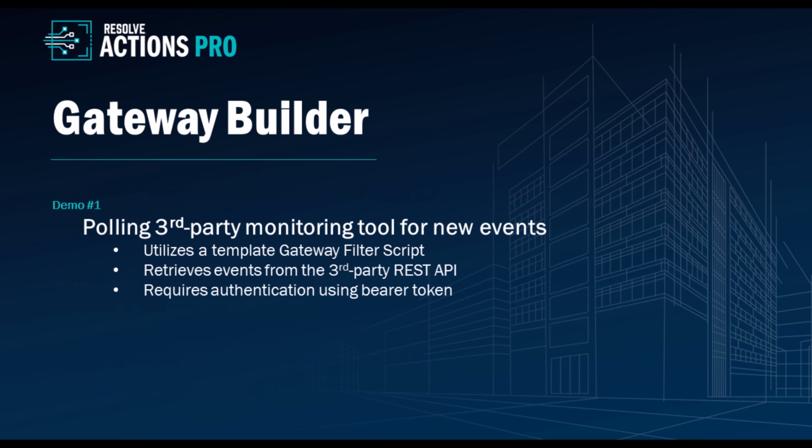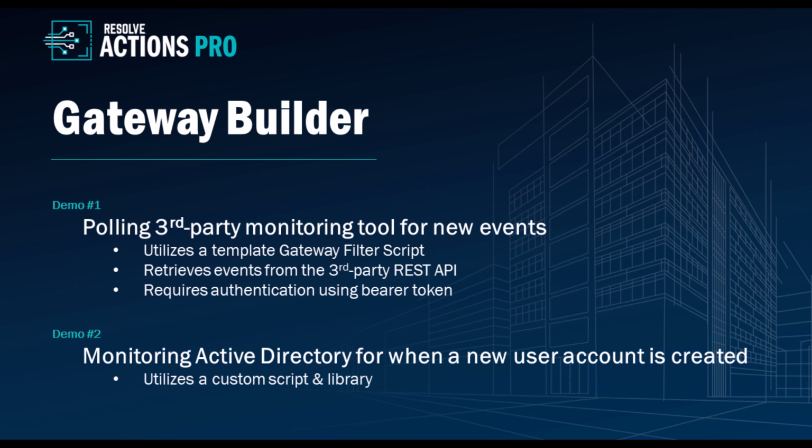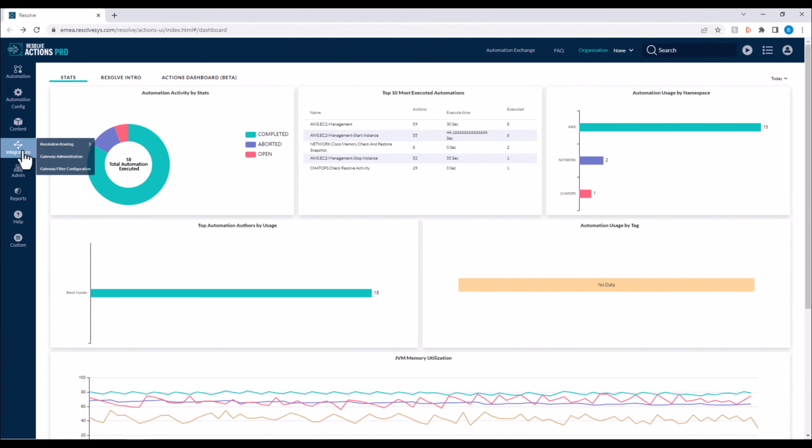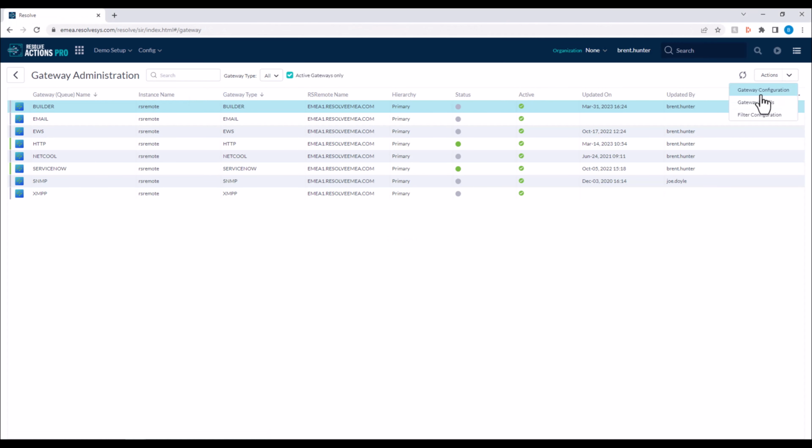Now, I've got two examples I want to show you in this video today. The first is something really simple, like making an HTTP REST call into a third-party API. And the second example will be triggering automations when a new user account is created in an LDAP or Active Directory service. But first, let's look at the Resolve UI for creating new gateway filters.